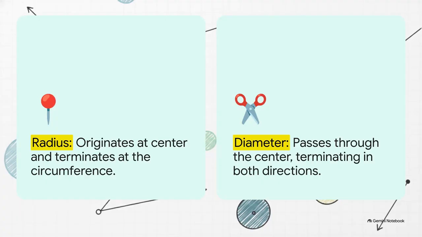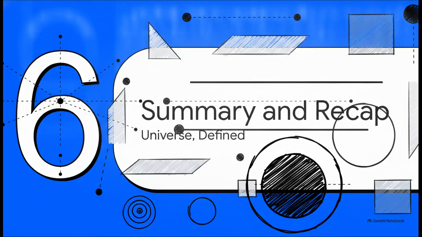You guessed it, the radius originates right at the center point and terminates at the outer edge, the circumference. It's the measurement that determines the actual size of the circle. The diameter, though, is a straight line that passes entirely through the center, hitting the circumference on both sides. Because a diameter is basically just two radii sitting back to back, it perfectly bisects the circle into two equal semicircles.